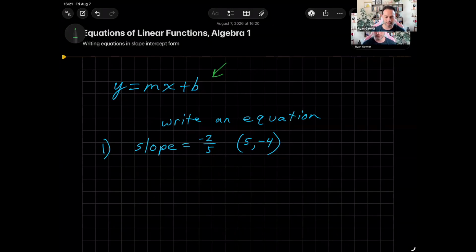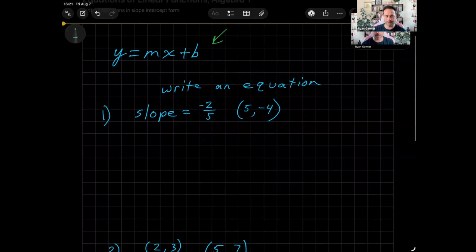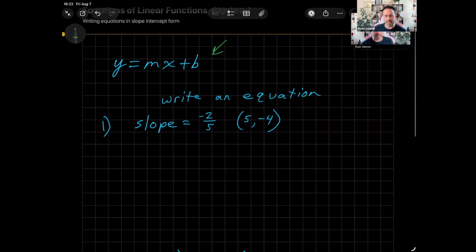Okay, so let's dive into it. They gave you the slope, which is -2/5, and a point on the line, (5, -4). And they're asking you to write the equation. So the equation, again, has to be in slope-intercept form, y = mx + b. So what I'm going to do is I'm going to write that again. y = mx + b.